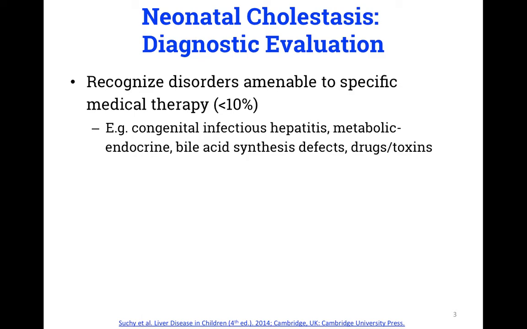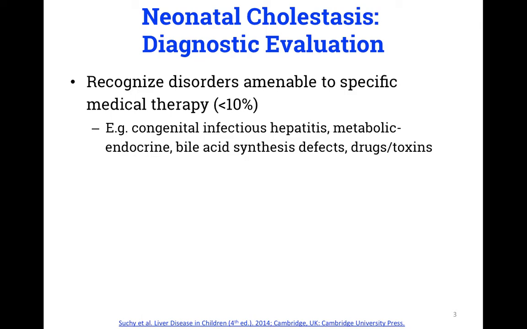So as promised, I'm not going to be going into great detail about diagnostic evaluation. First, to recap, cholestasis refers to a reduction in bile flow, either due to impaired secretion by the hepatocytes or cholangiocytes within the liver, or due to obstruction of the bile ducts either within the liver, known as the intrahepatic bile ducts, or outside of the liver, known as the extrahepatic bile ducts, from their point at the porta hepatis to where they enter, where the common bile duct, the pancreatic duct, enters into the small intestine.